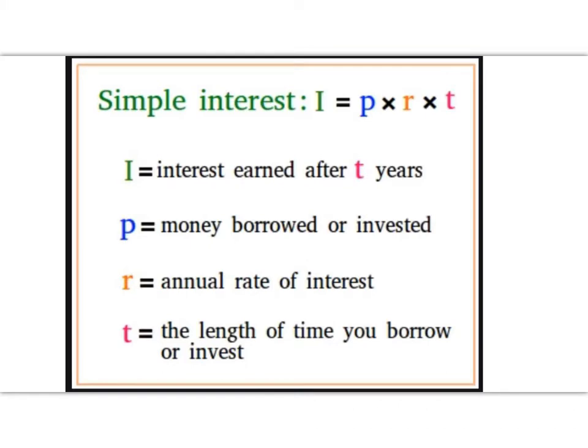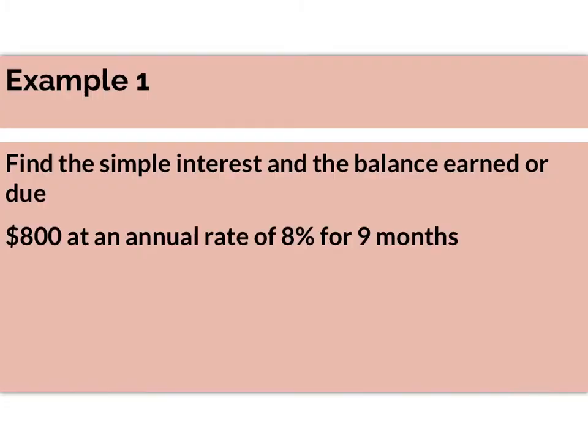So simple interest: interest equals principal times rate times time. Okay, so let's look at our first example. We're going to fill in the formula. Interest equals principal times rate times time. Now be careful. This time is in years. So be careful about your time.